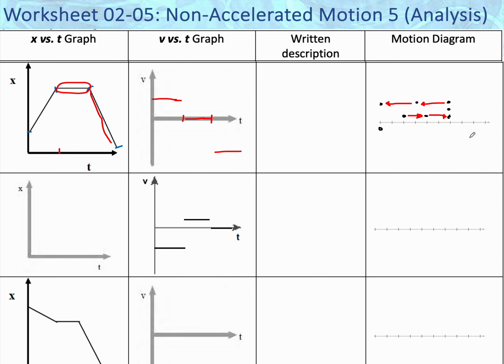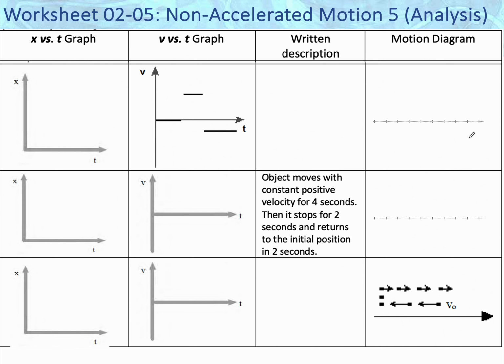Let me do one more, maybe one from the other page. Okay, let's go from a motion map backwards. So in this case, the object starts out somewhere ahead of the origin. It moves backward at a constant speed, stops for a while, and then moves forward at a slower speed. What would the velocity versus time graph look like?